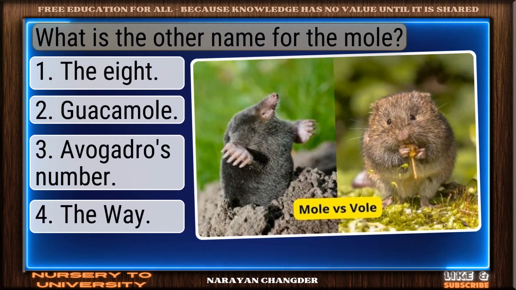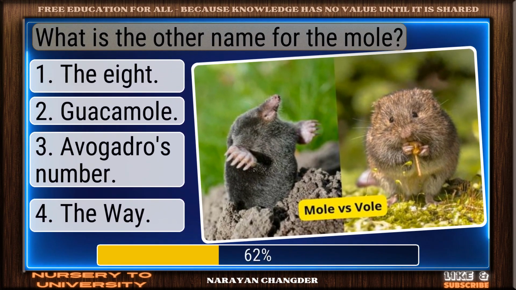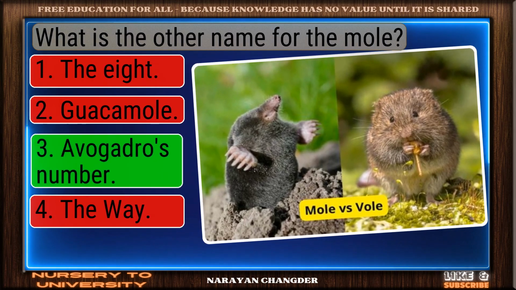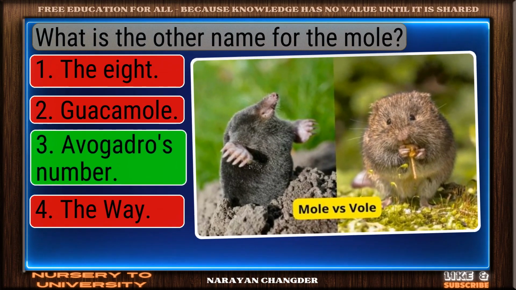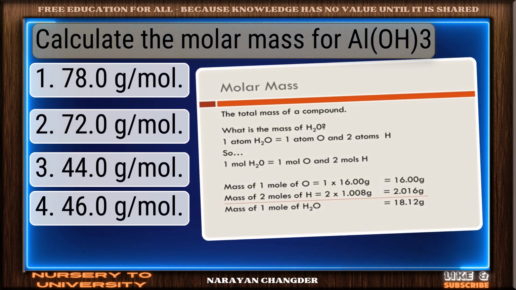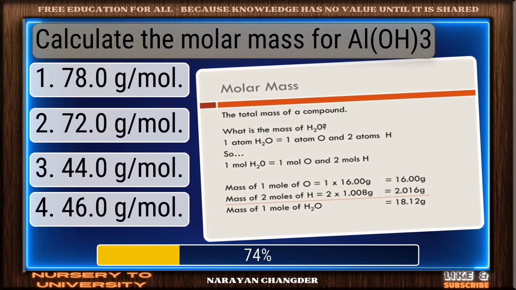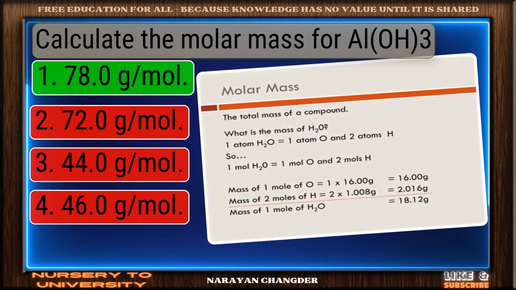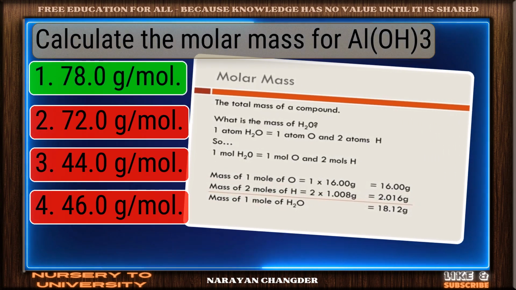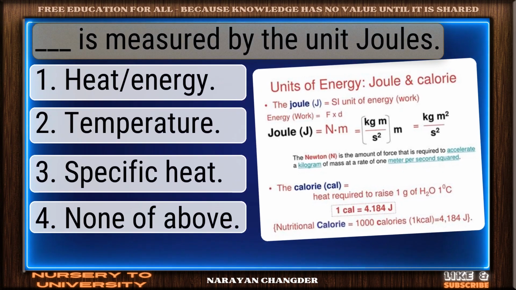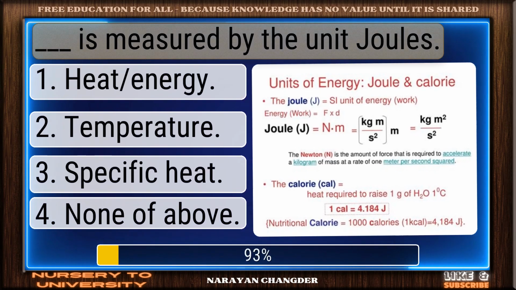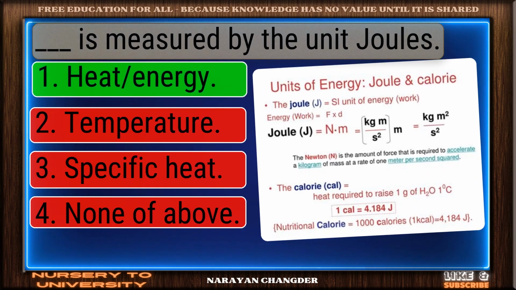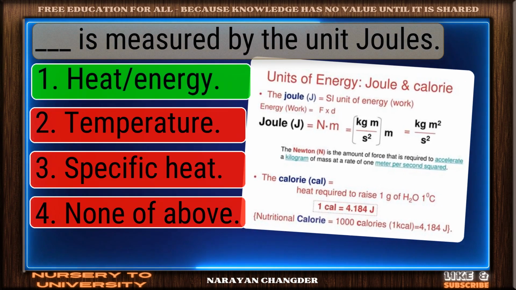What is the other name for the mole? Solid response. Avogadro's number is a valid choice. Calculate the molar mass for all three. Bravo. 70 mol is the answer. Dash is measured by the unit joules. On track. Heat energy is the correct answer.